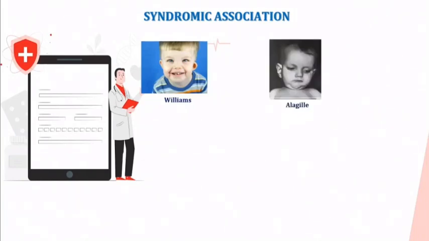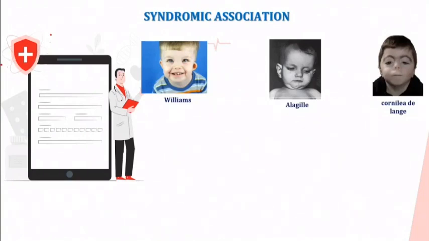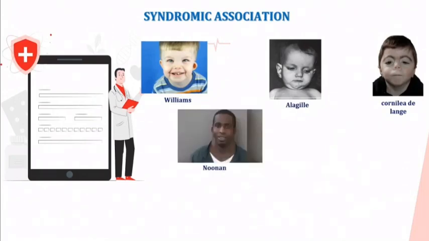And coming to Alagille syndrome, here facial features will be small pointed chin and large baggy forehead. And Cornelia de Lange syndrome, it is typical with microcephaly and crowded teeth and long eyelashes and eyebrows. And Noonan's, it is the male counterpart of Turner syndrome.